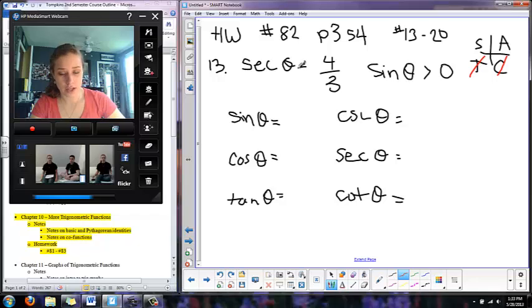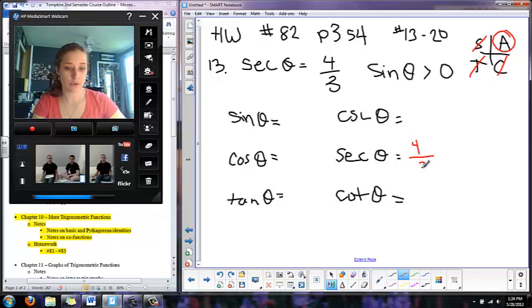Now secant theta is positive. Secant happens to be the inverse of cosine. So secant is going to be positive wherever cosine is positive. So secant's positive in the first quadrant and in the fourth quadrant. It's not positive in the second. So I can get rid of this, and I know that we are within the first quadrant. What's great about that is because we're in the first quadrant, all of our trig functions are going to be positive, so I don't even have to worry about anything being negative right now.